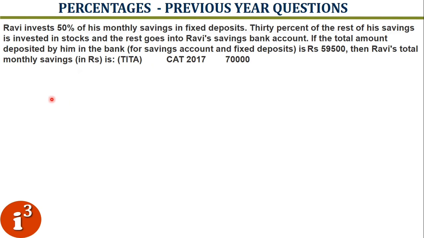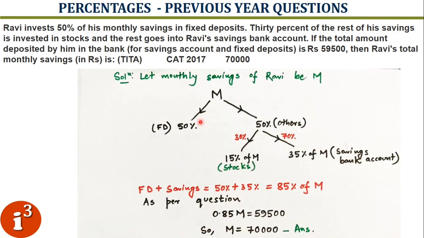Okay, let's see the solution. See, I've drawn it to make it simple for you. You don't need to think it like that. So monthly savings is M. From this 50% goes to fixed deposit, 50% goes to others. Now from this 50%, 30% goes to stocks, 70% goes to savings bank account. So what is 30% of 50%? 30% of 50% is 15% of the overall amount. This goes in stocks. 70% of 50% means 35% of the overall amount. This goes to the savings bank account.